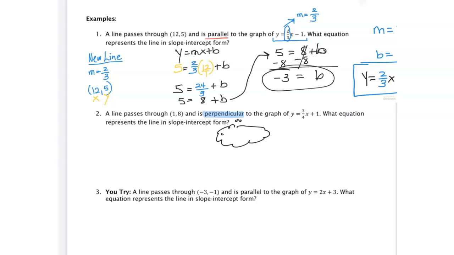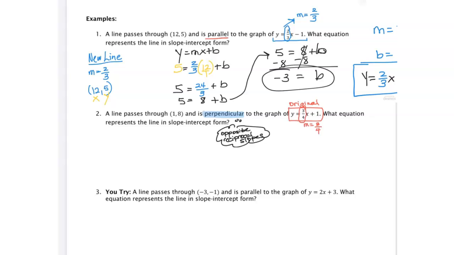Well, you should know that they have opposite reciprocal slopes. Perpendicular lines have opposite reciprocal slopes. The next thing we should do is look at our original equation, and in the original equation, identify the slope of your original line. The slope here is 3/4. So our original line has a slope of 3/4.